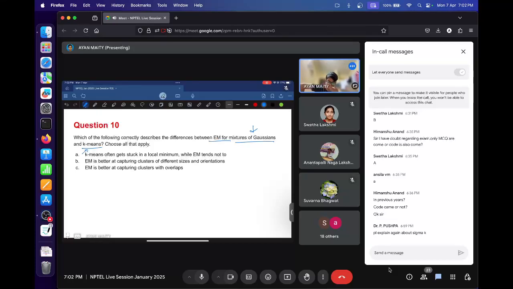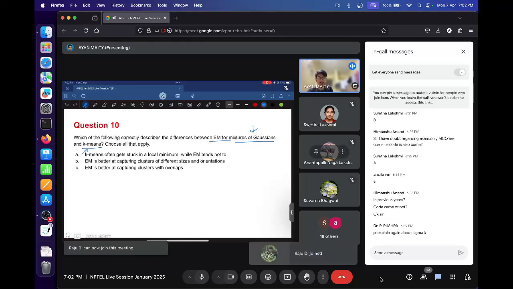K-means often gets stuck in a local minimum while EM tends not to. EM is better at capturing clusters of different sizes and orientations. EM is better at capturing clusters with overlaps. Multiple options may be correct.